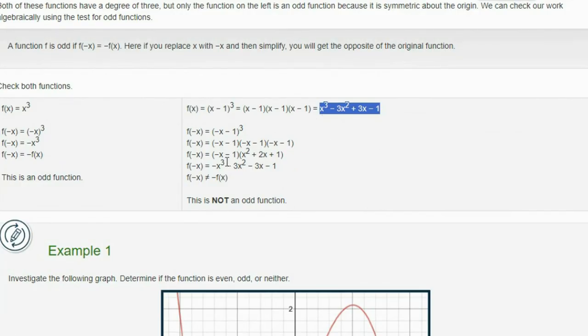And when they substitute it in, they get negative x to the third, so that changed. Negative 3x squared, that stayed the same. So right there, it already blew it. It's not even nor odd. This one changed to negative 3x instead of positive 3x, but the -1 stayed the same. So this is not an odd function, and it's not an even function either.